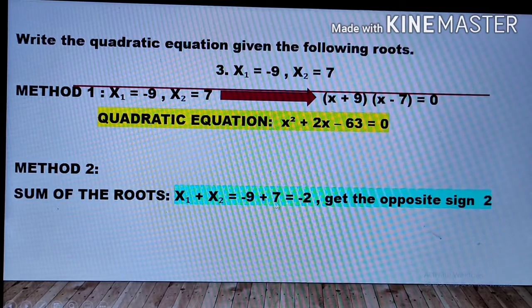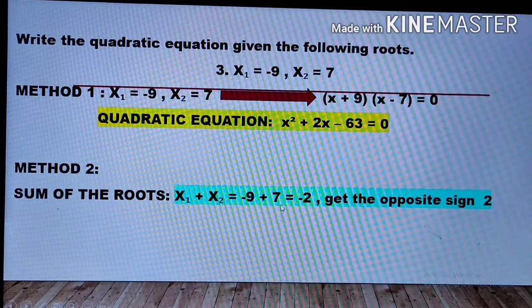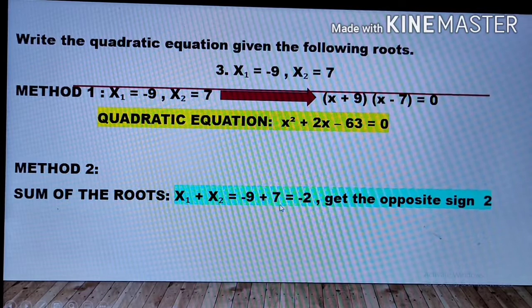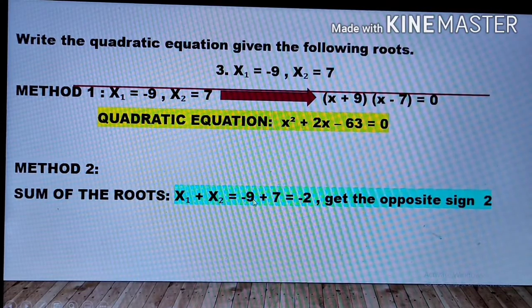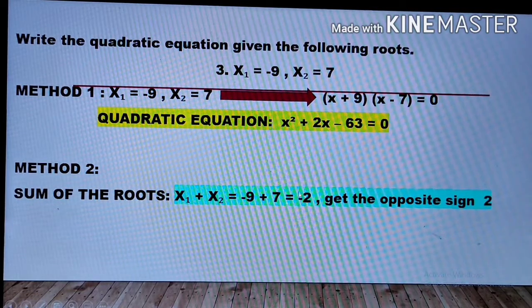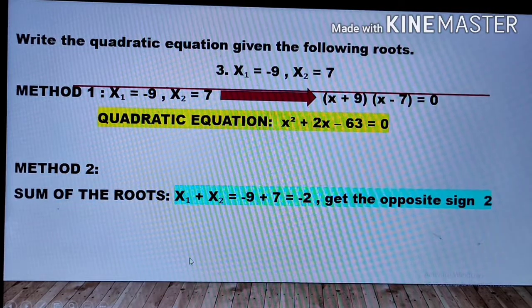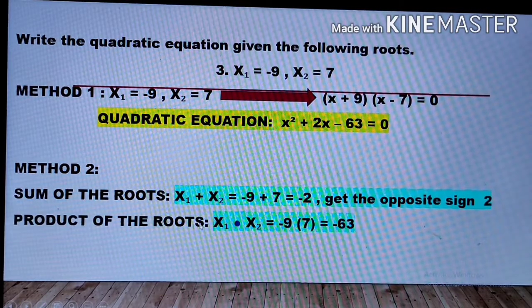Kasi, hindi sila pareho ng sign, so minus, then copy the sign of the greater value. Malaki yung 9 kaysa 7, then ang sign ng 9 is negative, so kopyahin natin yung negative. That's why negative 2. Then after nimo makuha, get the opposite sign. So ano yung opposite sign ng negative? So positive 2. So ito na yung final na answer, positive 2. Then next is product of the roots. So x sub 1 times x sub 2.